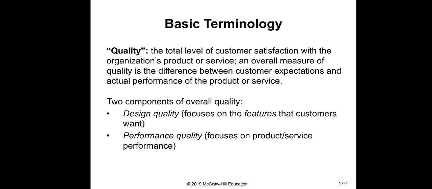Okay, see the second point there, two components of overall quality. When we talk about quality in this topic, we refer to two aspects of quality. First, design quality. Design quality focuses on the features that customers want. The second is performance quality. It focuses on product or service performance. So first, the features, and second, the performance. Design quality is related to the features. Performance quality is related to the performance.